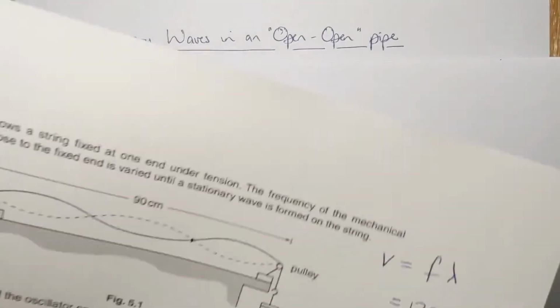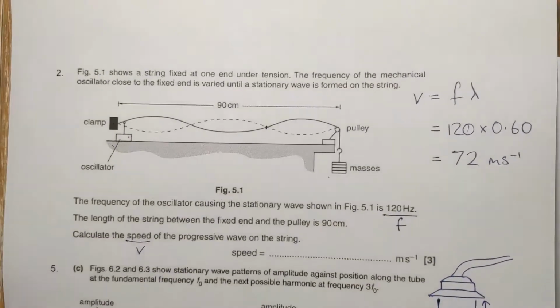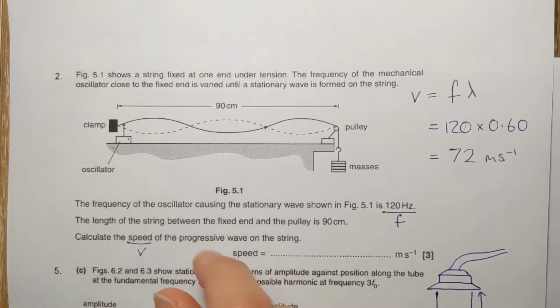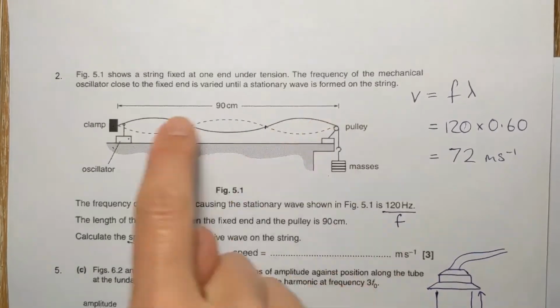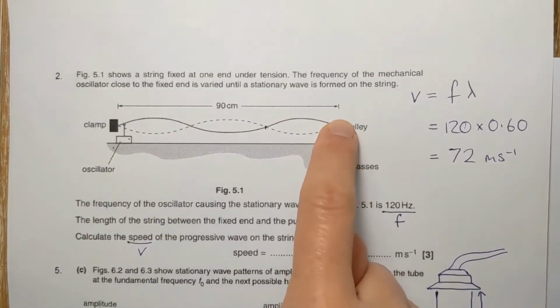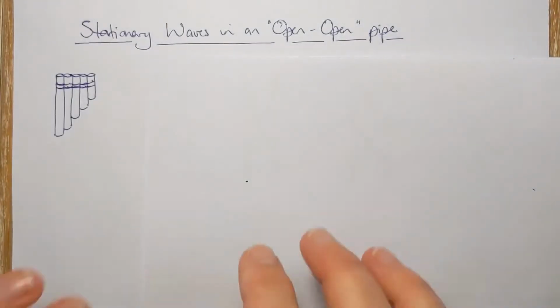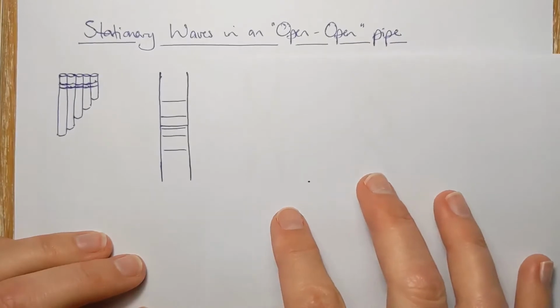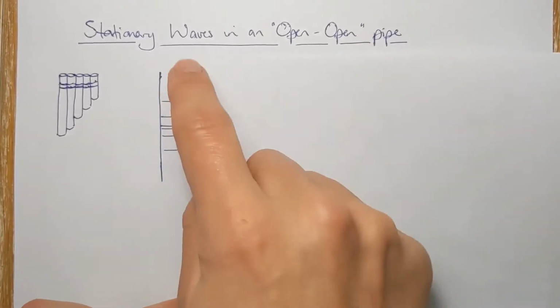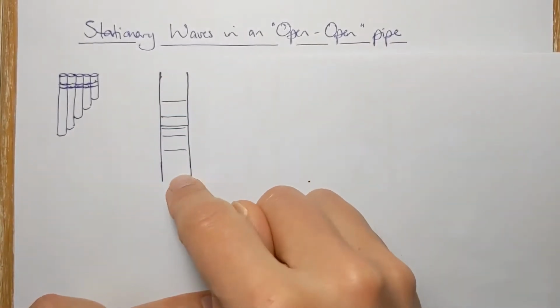Now, whereas in the stationary waves on a string situation, I think it's quite obvious that there have to be nodes at both ends because we can see that the string is fixed at both ends. I think it's a lot less obvious, or not obvious at all, that in the open pipe situation, you need to have antinodes at both ends.